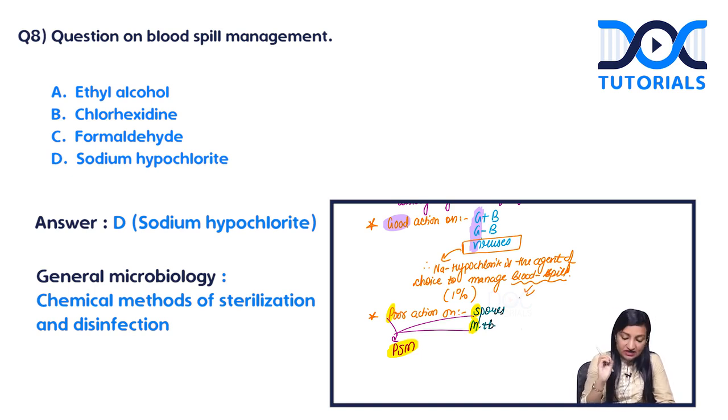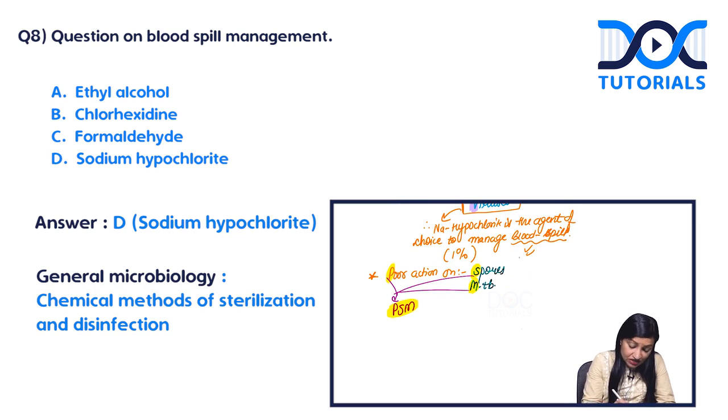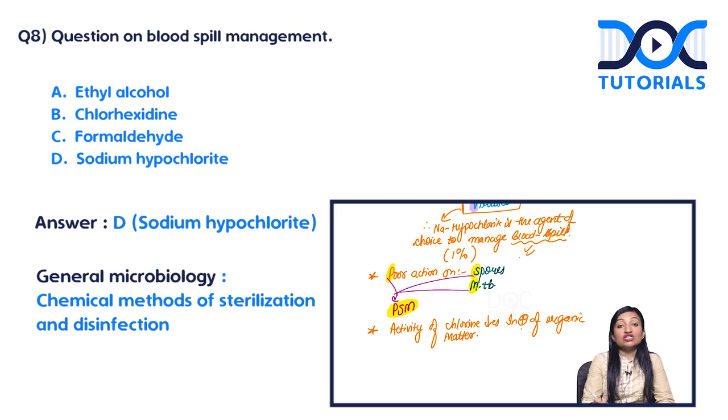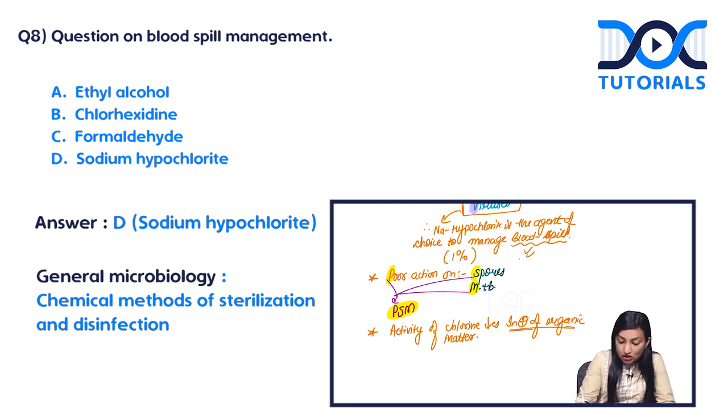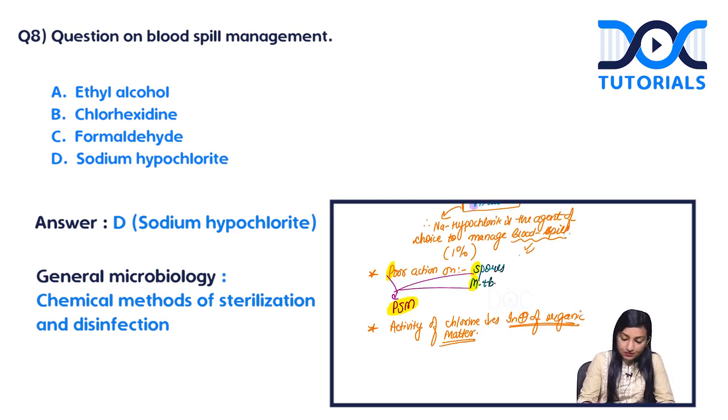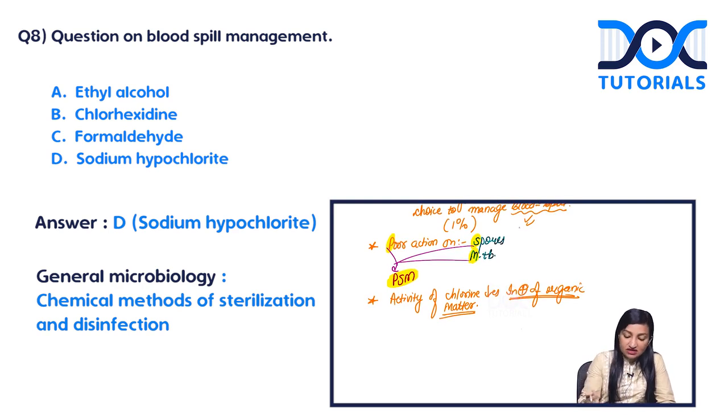These are mere disinfectants. Then just like phenol, the activity of chlorine decreases in the presence of organic matter. So you need to use a higher concentration of the agent which you are using if you are dealing with organic matter, like blood, feces, etc.